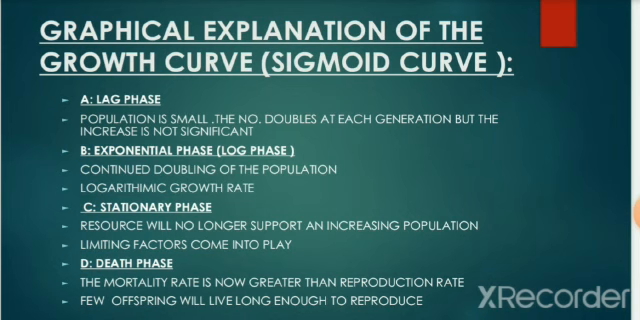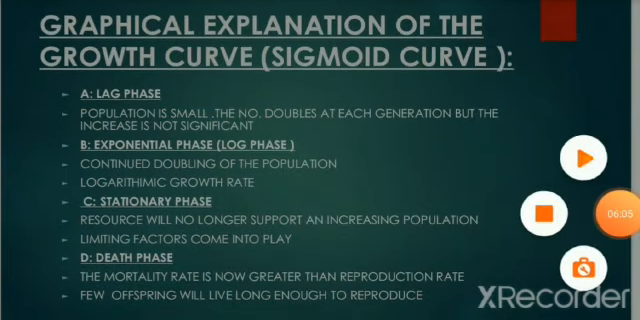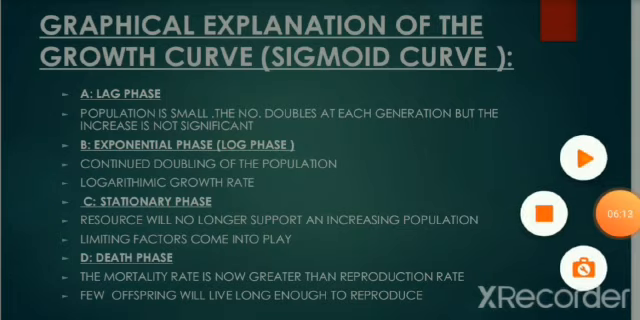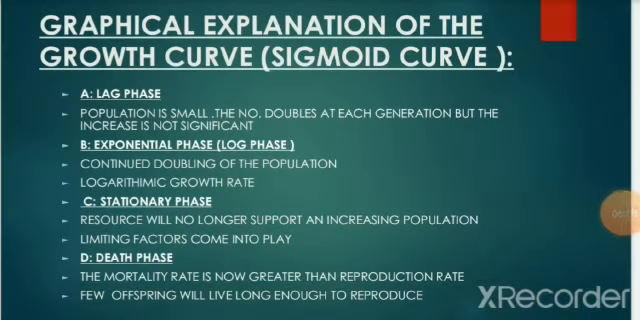and certain less complex creatures. Okay. The four phases include the A, B, C, and D phases. A phase includes the lag phase. The first phase, as we were saying, is the lag phase. The population is small. The number might double at each generation, but the increase is not that significant.